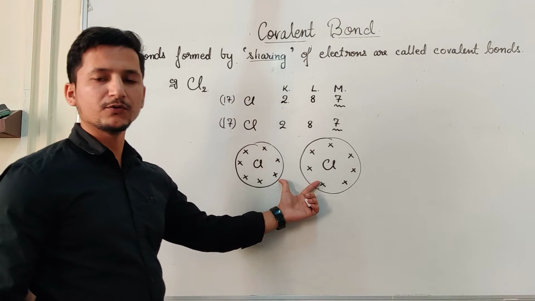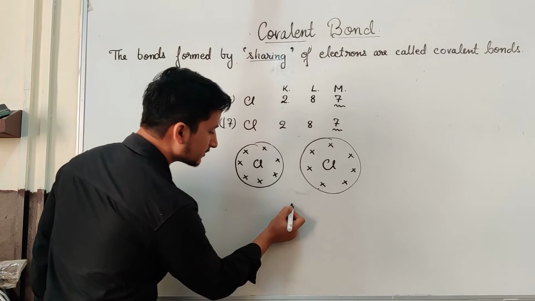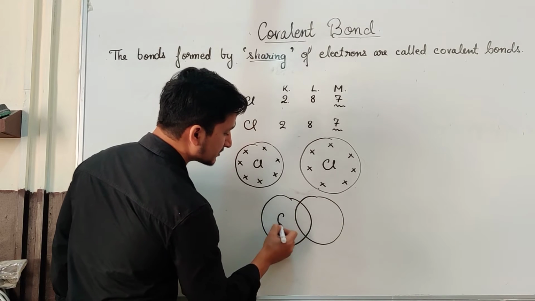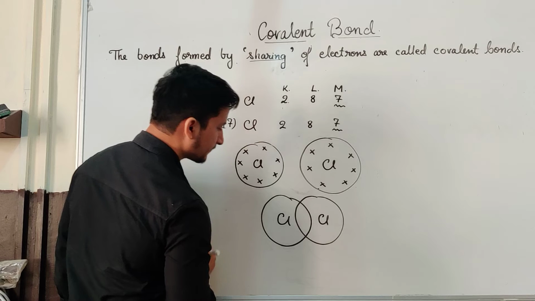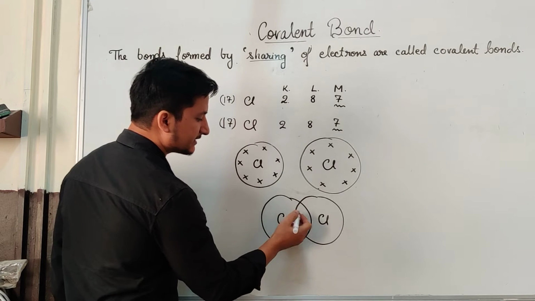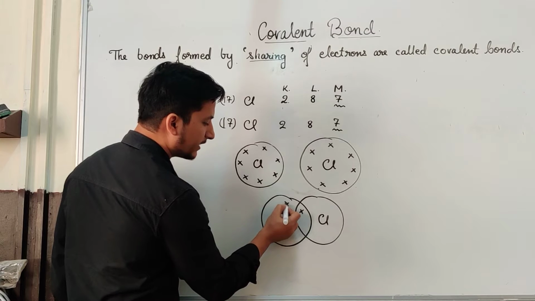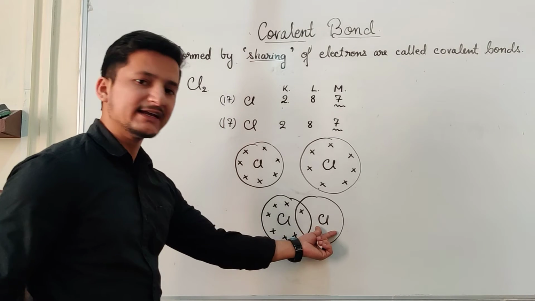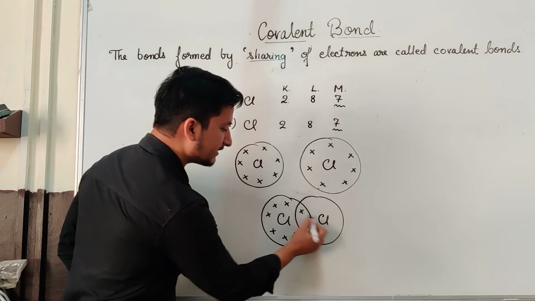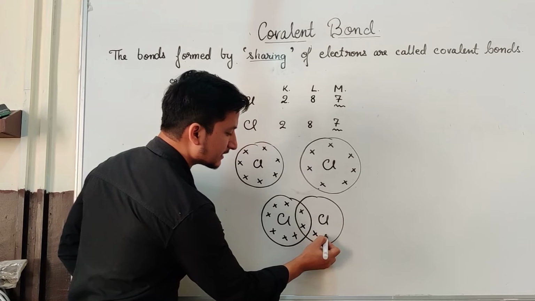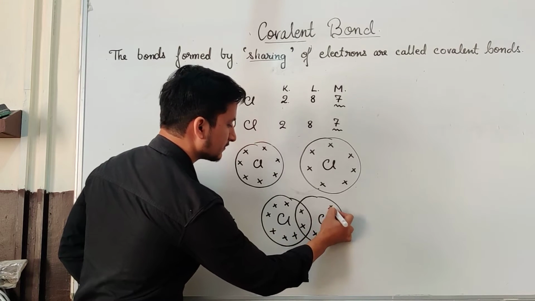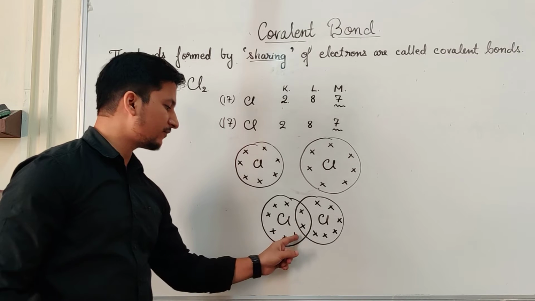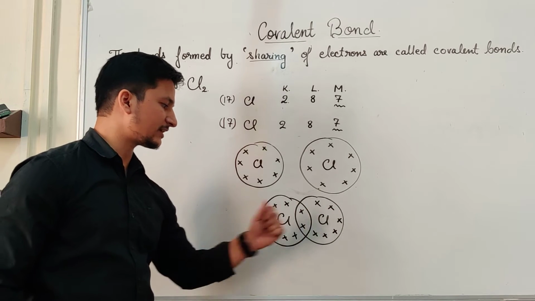Now the only way out for both of them is to share their valence electron. So they will overlap their outermost shell with each other. The first chlorine will share its one electron. How many electrons are remaining with it? 6. Now the second chlorine will also share its one electron with the first chlorine, so 6 electrons are remaining with the second one also.